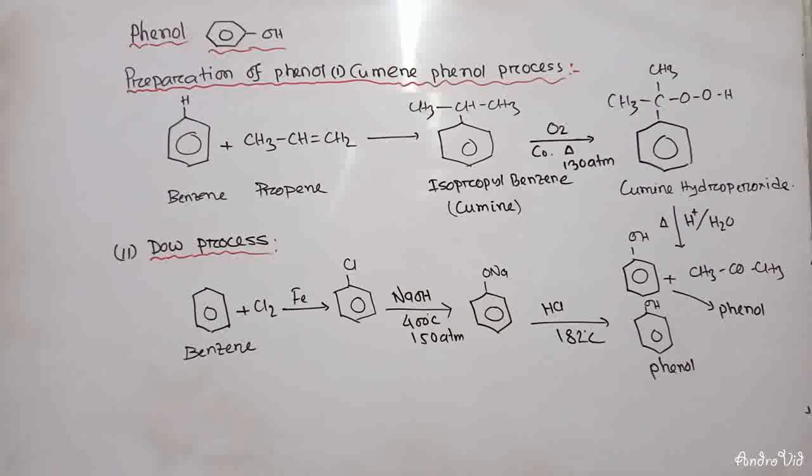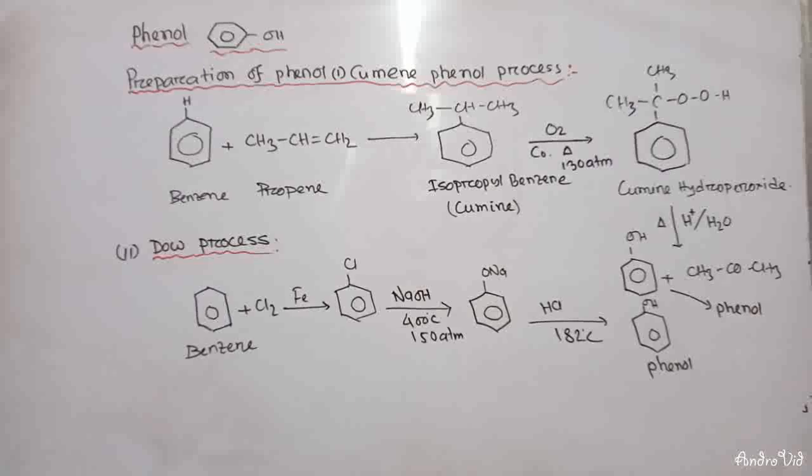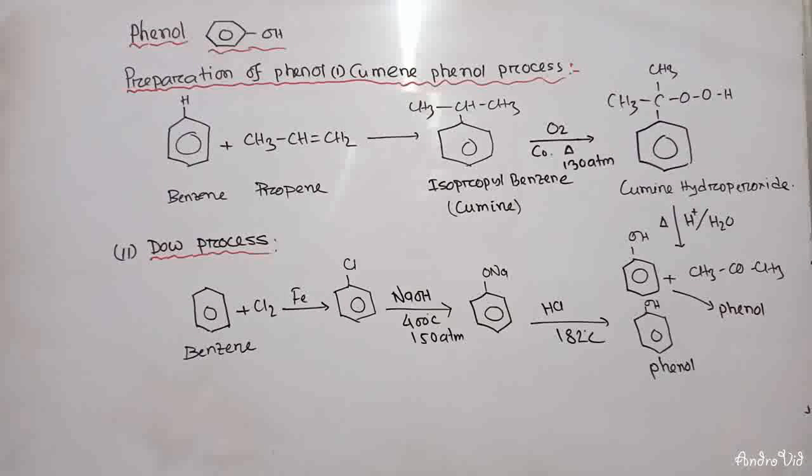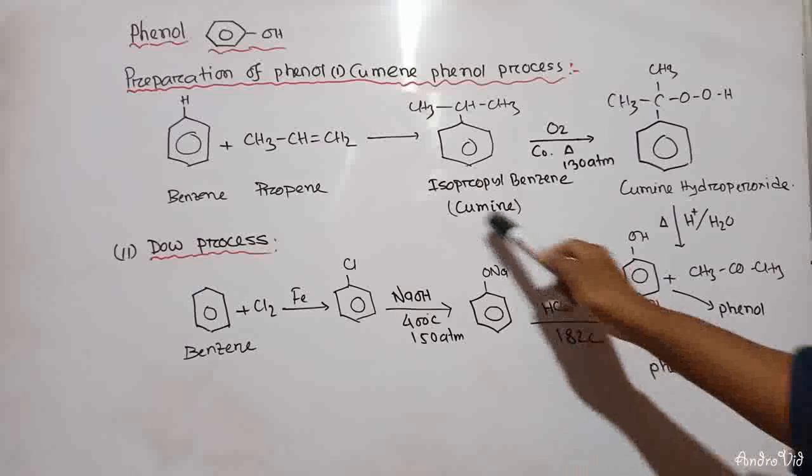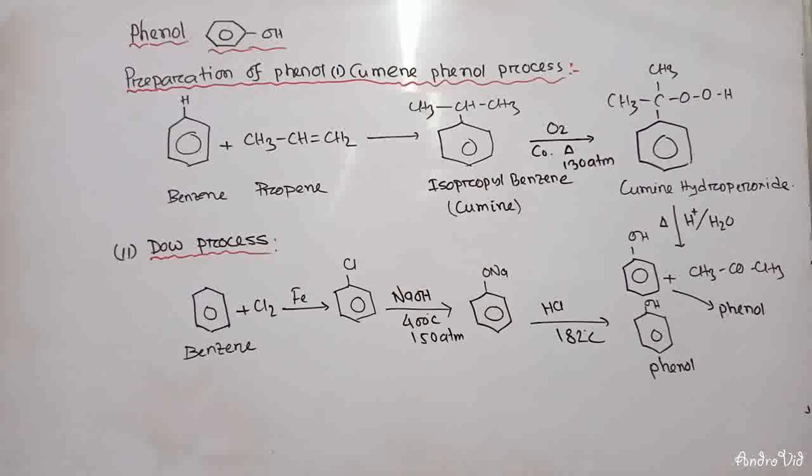400 degrees Celsius temperature. When this chlorobenzene is treated with sodium hydroxide, 10% sodium hydroxide basically used here, then this chlorobenzene will be converted to sodium phenoxide, and after that you have to add hydrochloric acid at 182 degrees Celsius temperature. Then this sodium phenoxide will be converted to phenol. So in this way you will be able to get phenol.